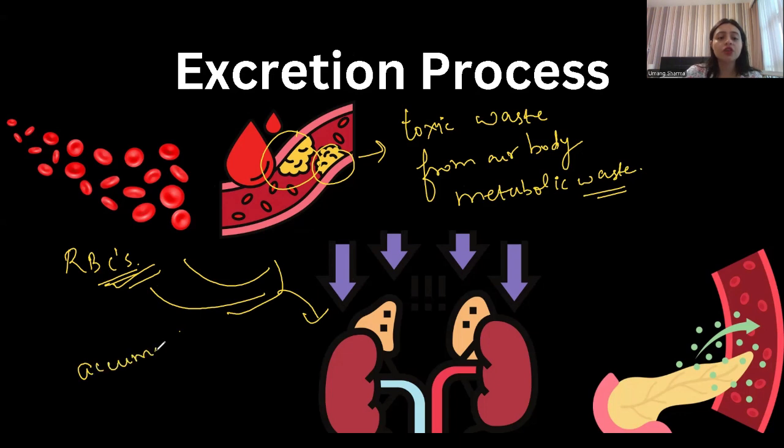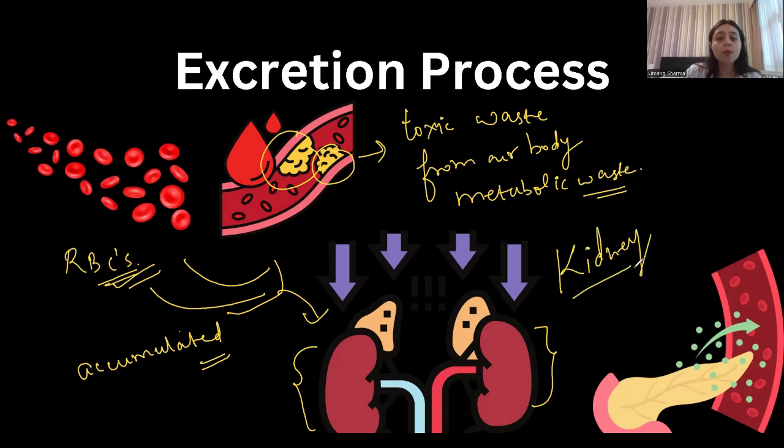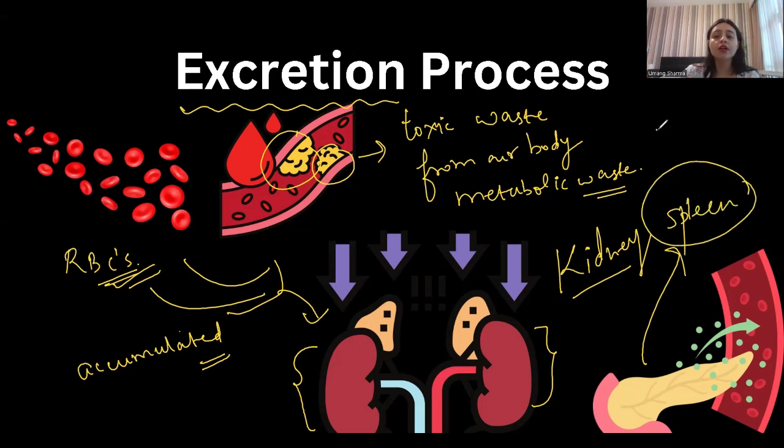Accumulated means इकट्ठा हो जाना. कहाँ पे इकट्ठे हो जाते हैं? In a bean-shaped organ which is known as the kidney. The kidney is the vital component which helps in the excretion process in our human body. This is the spleen. This is also an organ which helps in filtering out the toxic waste from our human body. Now let us see how this works.